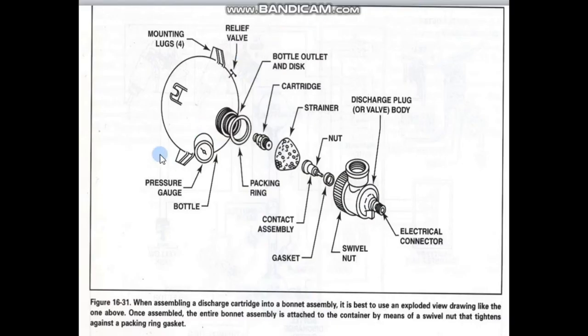When assembling a discharge cartridge into the bonnet assembly, this cartridge and this bonnet assembly, it's best to use an exploded view drawing like the one above. Once assembled, the entire bonnet assembly is attached to the container by means of a swivel nut that tightens against a backing ring gasket.